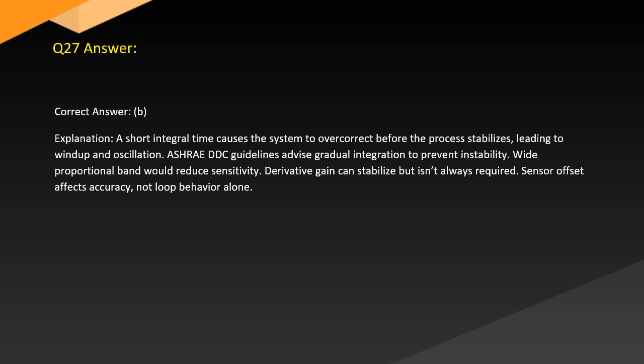Answer. Correct answer: B. Explanation. A short integral time causes the system to overcorrect before the process stabilizes, leading to wind-up and oscillation. DDC guidelines advise gradual integration to prevent instability. A wide proportional band would reduce sensitivity. Derivative gain can stabilize, but isn't always required. Sensor offset affects accuracy, not loop behavior alone.